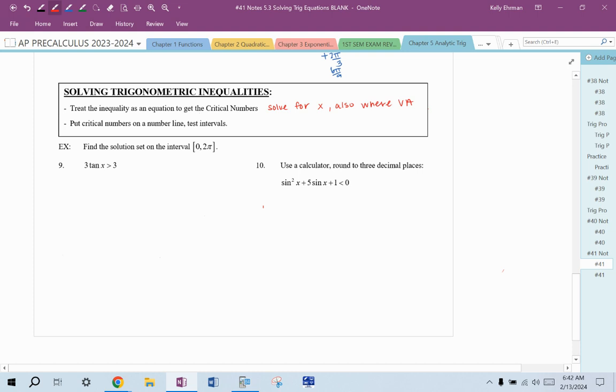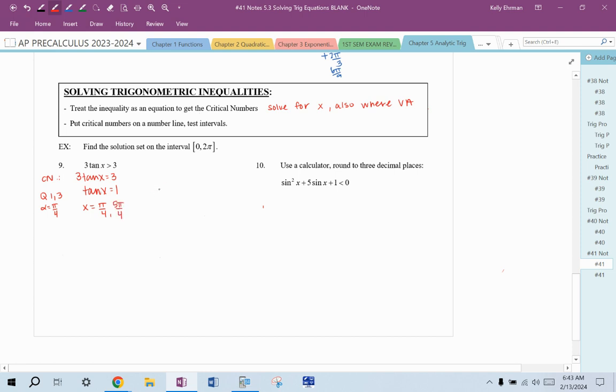So what that means is for critical numbers, first we solve when is 3 tangent x equal to 3. All right, so that's when tangent x is equal to 1. That happens in quadrants 1 and 3 with a reference angle of pi over 4, like we talked about yesterday. So the first two critical numbers are pi over 4 and 5 pi over 4.